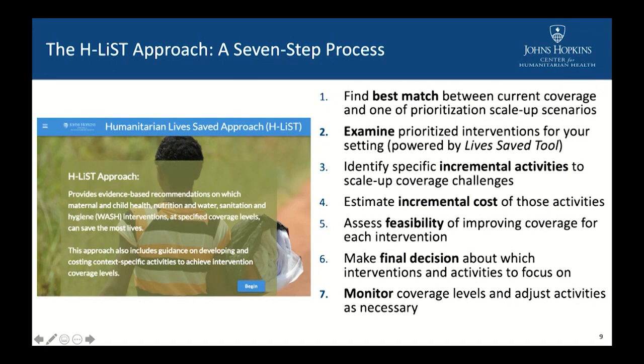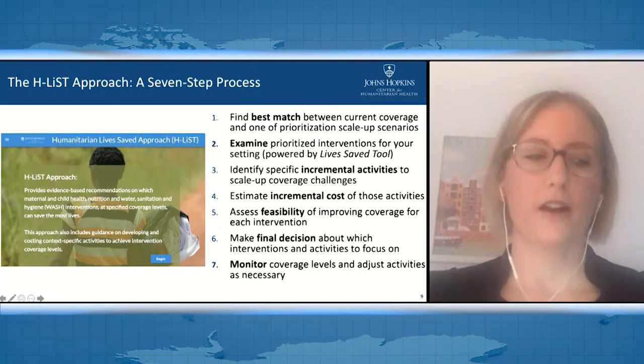Step 4, you then estimate the incremental or additional cost of those activities. Step 5, you then do a feasibility assessment of your activities, including their cost. Step 6, you make a final decision about which interventions and activities you want to focus on. And then finally, step 7, you monitor coverage levels and adjust activities as necessary. So let's talk a bit more about the first step.